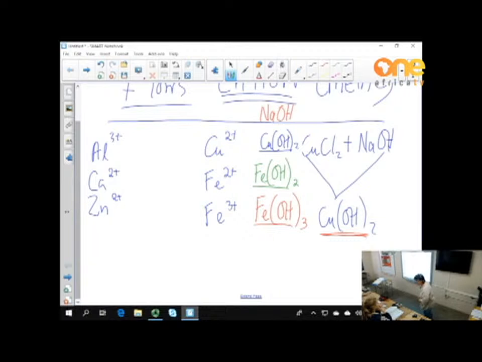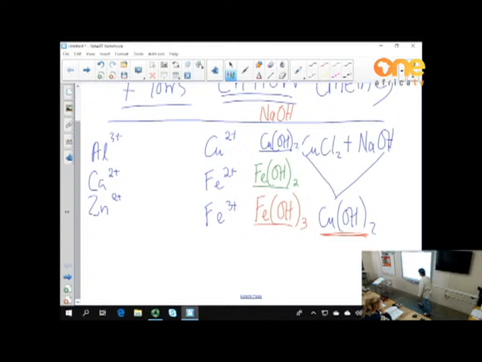Now, how are you going to remember that? Well, iron 2 is green, and green has got 2 E's. Iron 3 is red, and red has got 3 letters, so don't confuse it. Okay, those are the only 3 colors that you must remember for the metal salts. Copper is blue, iron 2 is green, and iron 3 is red.